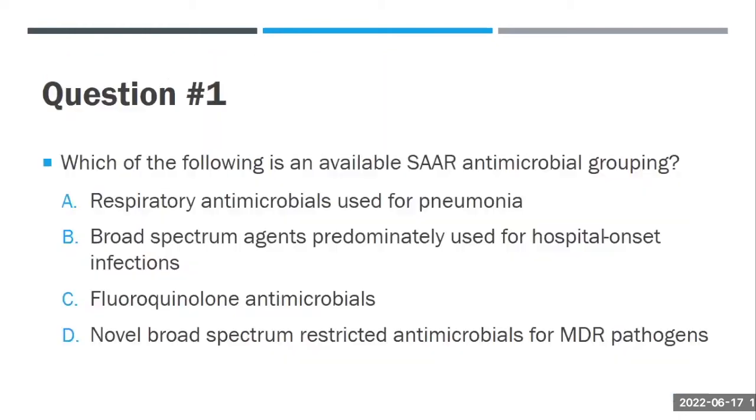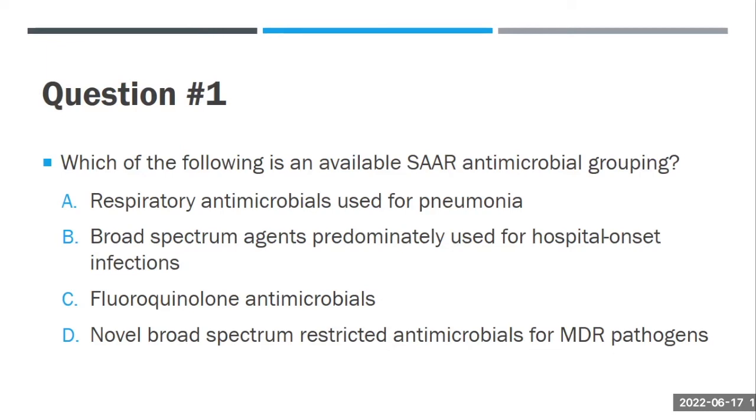So question 1 for the group, and just a show of hands is fine: which of the following is an available SAAR antimicrobial grouping that we talked about? Would it be A, respiratory antimicrobials used for pneumonia? B, broad spectrum agents predominantly used for hospital onset infections? C, fluoroquinolone antimicrobials? Or D, novel broad spectrum restricted antimicrobials for MDR pathogens?